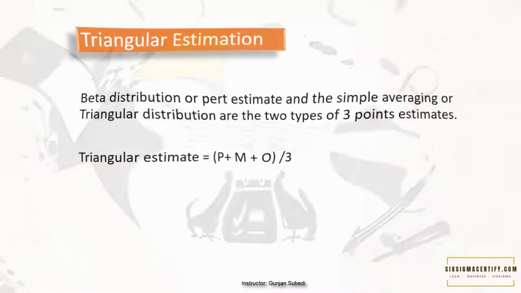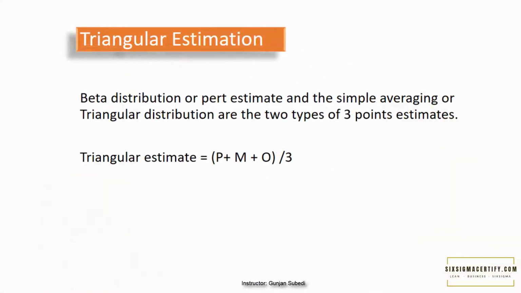Let's walk through another formula, triangular distribution. Note that beta distribution or PERT estimate and the simple averaging or triangular distribution are the two types of 3-point estimates. The formula is simple for triangular estimate, that is (P plus M plus O) whole divided by 3. As we have already discussed, P is the pessimistic estimate, M is the most likely estimate, and O is the optimistic estimate. One question for you.